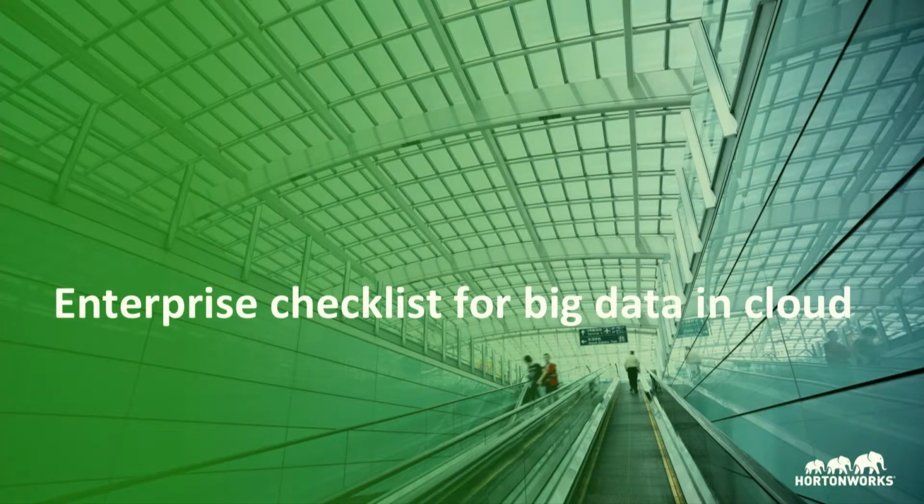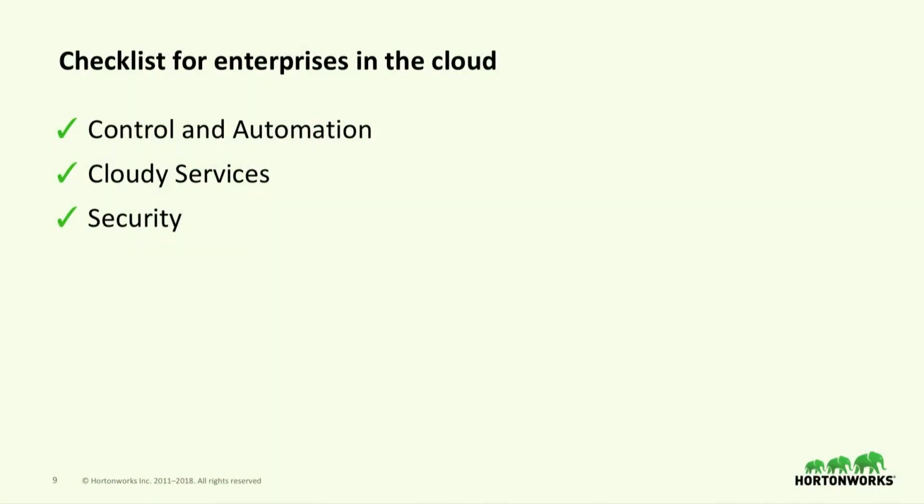So what is the exact checklist for the enterprises? Let's see. We highlighted some key features, which are control and automation, using real cloud services like RDS, which is provided by Amazon, or WASB, which is on Azure, or ADLS. And also you need some security, for sure.